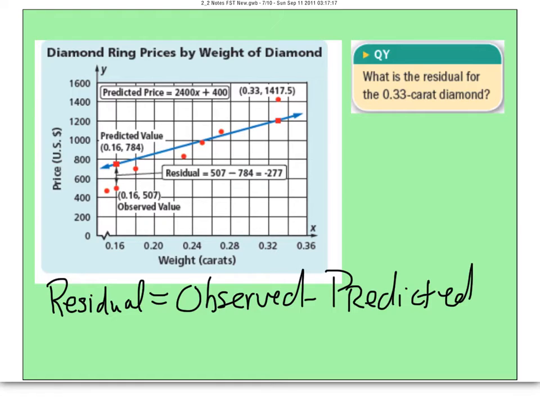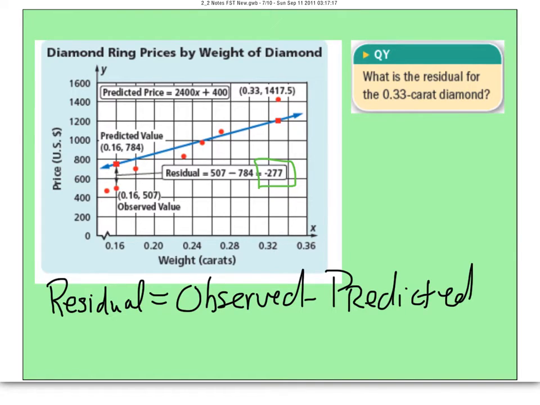So that's what they did here, is they took for their residual calculation the observed of 507. Well, they took the value of x of 0.16 and put it into what they think is their model. So they did 2400 times 0.16 and added 400 to it, and they got that the answer was 784. So that was their prediction. So they put that here. Observed minus predicted in this case gave a negative residual value of negative 277. Remember, if it comes back negative, it means the observed is below the line that predicts the value.